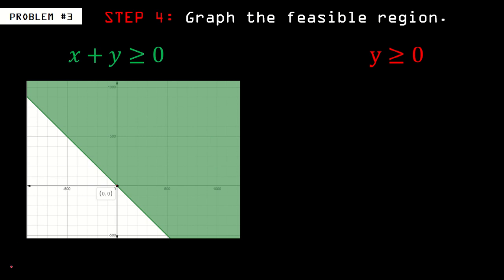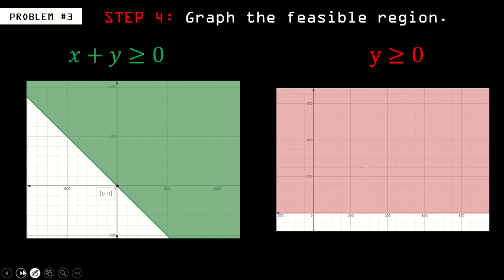Okay, and then we have y is greater than or equal to 0. So obviously, all the values in quadrant 1 and quadrant 3. So shade quadrant 1 and quadrant 3 for y is greater than or equal to 0. Now, let's combine. If we combine that, we'll have this graph.